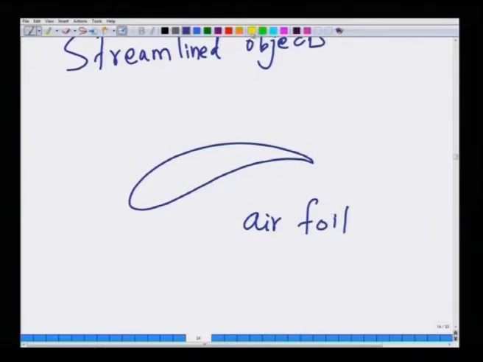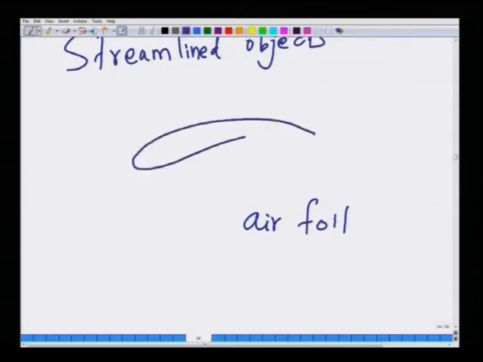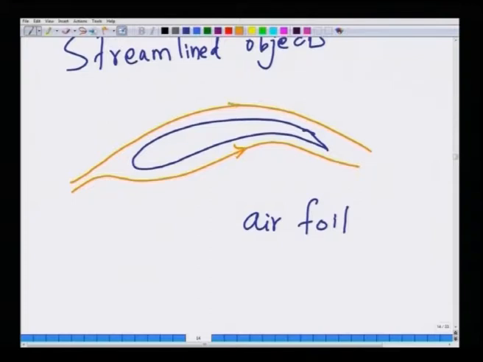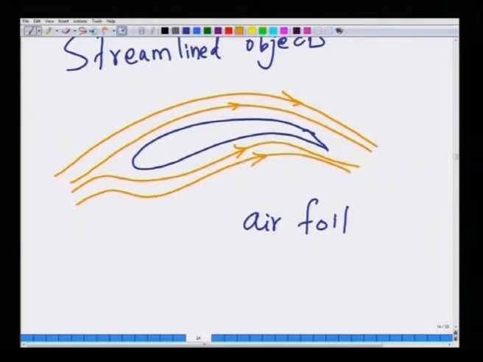So, if you look at a flow past such an object, let me draw it more straight. If you draw the flow past such an object, then the flow will tend to follow the contours of the body more faithfully than in the case of flow past a cylinder. That is because the geometry of the body is such that flow separation does not occur. Flow separation is prevented in streamlined bodies.